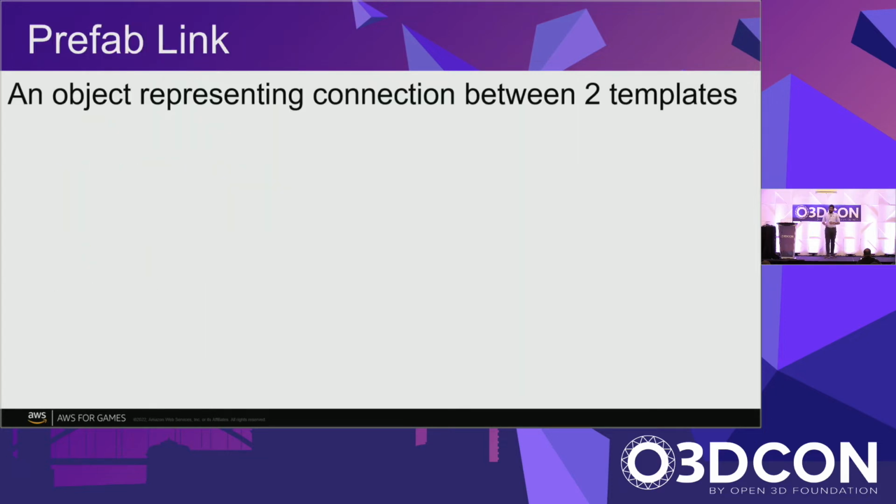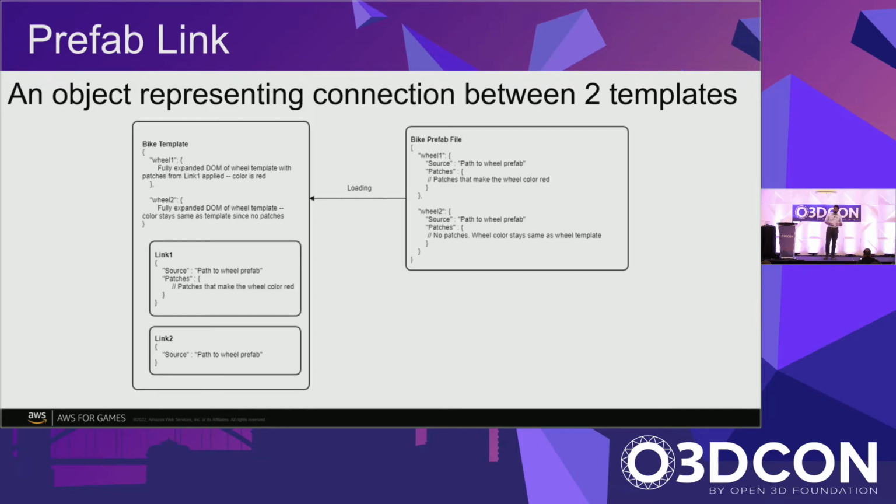So next we'll be covering prefab links. A link is basically an object that represents the connection between two prefab templates. So let's say we have a bike prefab that has two wheel prefabs inside it. So we said that during loading, we unfold the nested instances, we load in the defaults. But in addition to all of that, we'll also be creating a link object or link objects to represent the connection between the source template and the target template.